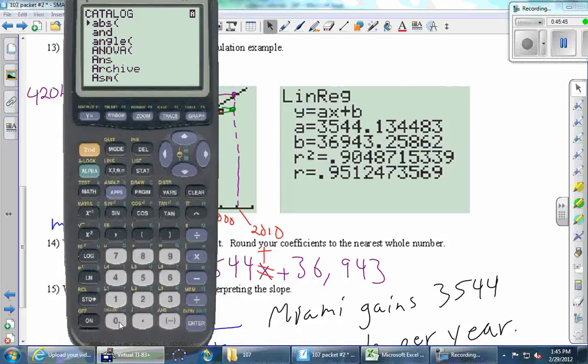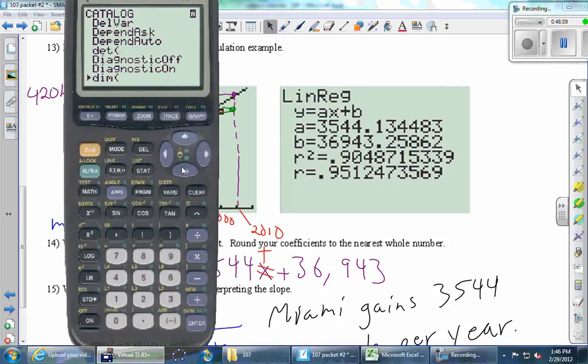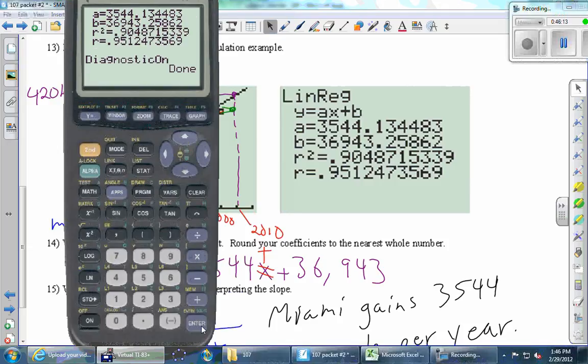Now what we need to do is find the command that says diagnostic on. You can scroll down, it's all alphabetical. Catalog, you do second 0. So scroll down to find diagnostic on, but easier is to hit the button that says a D right above it, and it will jump you down to the D's. So if you just scroll and eventually find diagnostic on, and just hit enter, and then hit enter, the next time we find the linear regression, it will give us the R's.